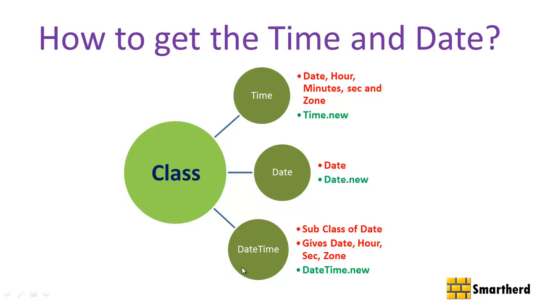Now, the third class is almost similar to this Time class. It also gives us date, hour, second and zone like this. Sorry guys, I forgot to mention minutes here. It also gives minutes. Yeah, quite a logical thing. Now, to initialize the DateTime object, we just have to write DateTime.new like this. Now, one more thing here guys, this DateTime class is actually a subclass of this Date class. So this Date and DateTime are actually related to each other. This DateTime class is an extension of the Date class, and this DateTime class actually acts similar to this Time class. Now let's move forward.